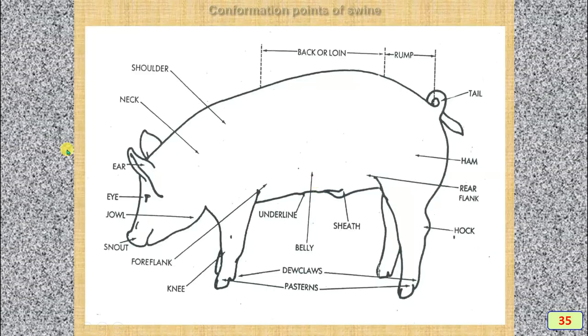Pig, once again, has some special features like the curved tail and ham, rear flank, sheet, underline, belly, dew claws, etc. The snout is a special structure, very strong, then jaw and eye.